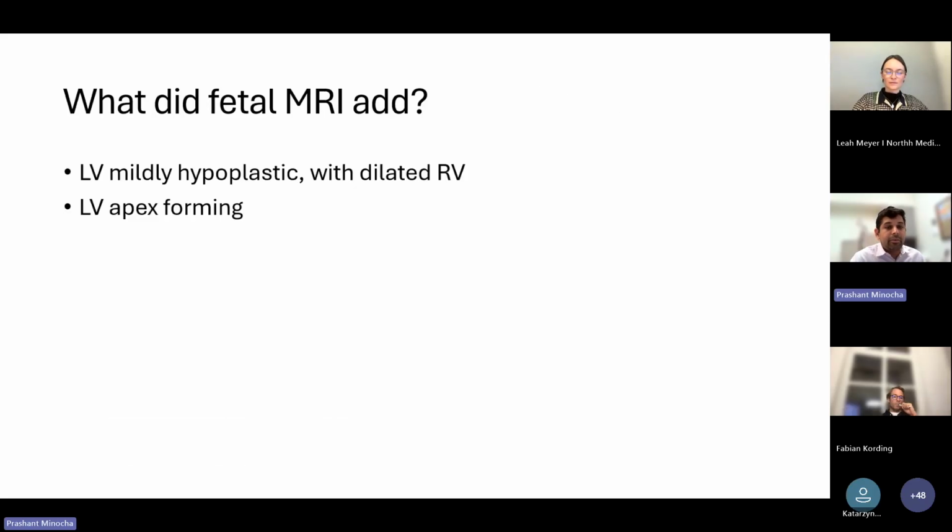So what did the fetal MRI add? We were able to show that the LV was mildly hypoplastic, but was apex forming with a dilated RV, and the LV, despite being mildly hypoplastic, should be favorable or adequate for a biventricular repair. This patient is one of my outpatients that I follow, and had biventricular repair about 2 months ago and is doing very well.